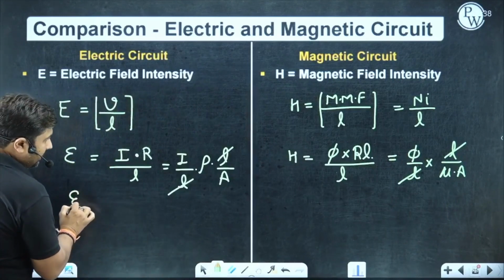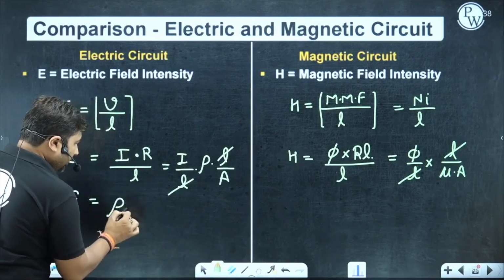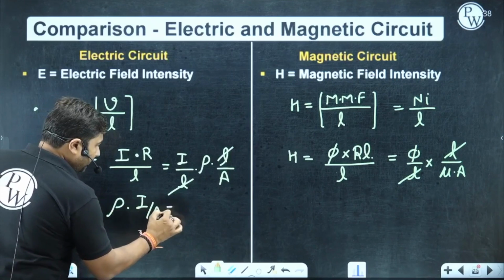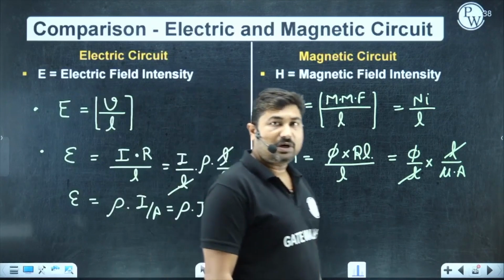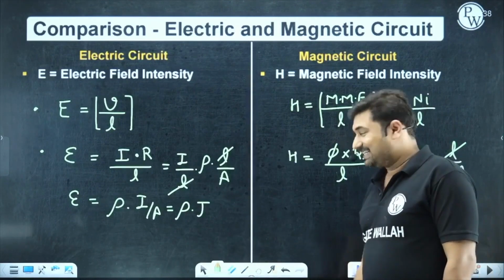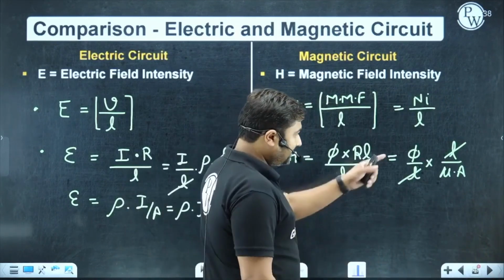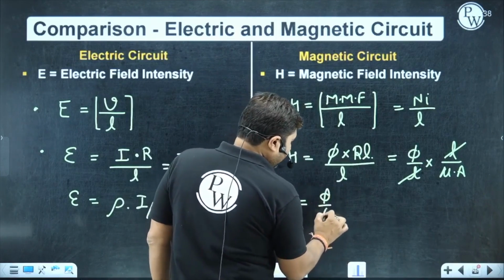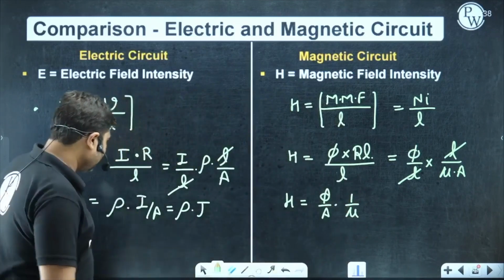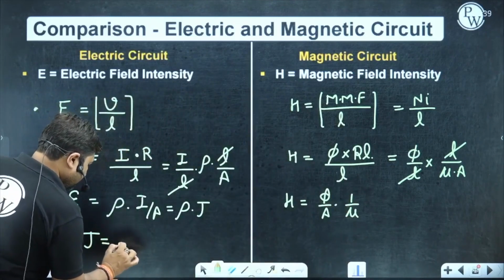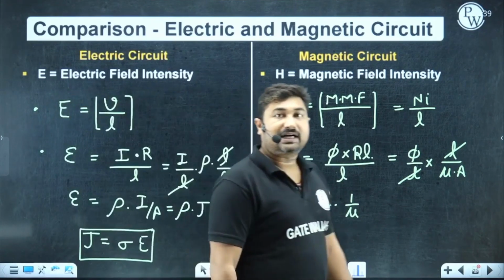Further, you can write E as rho into I by A, that is, rho into J. E is equal to rho J, where rho is the resistivity of the material. Similarly, you can write here H is equal to phi by A into 1 by mu. Is it okay? You can write J is equal to sigma E, where sigma denotes the ability of the material to conduct.